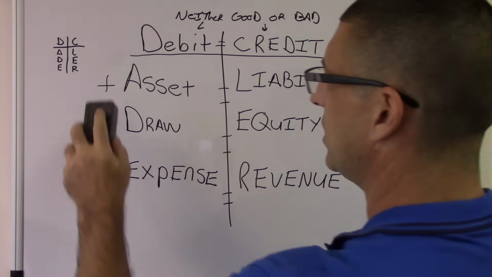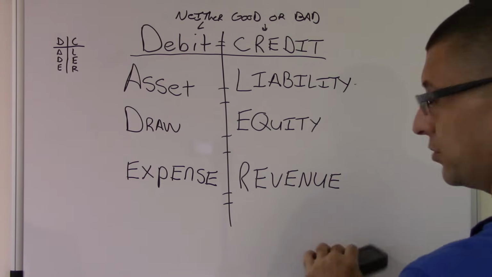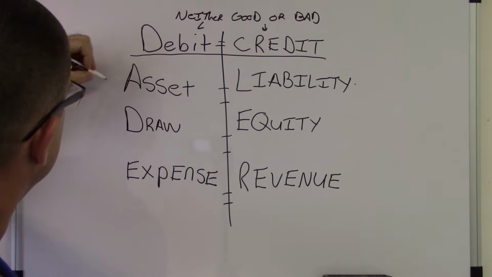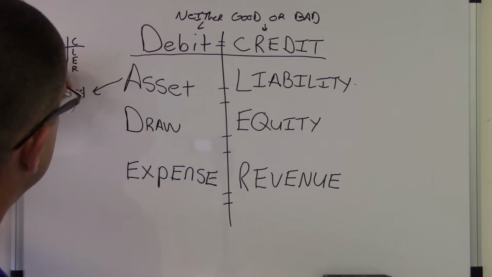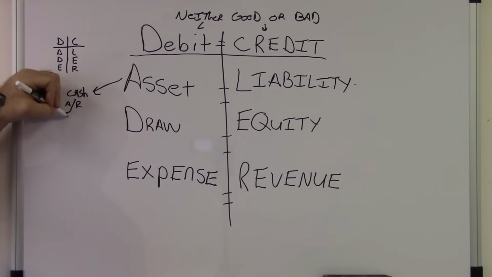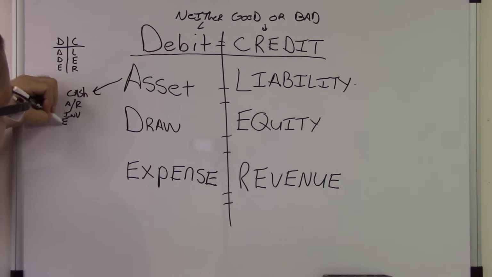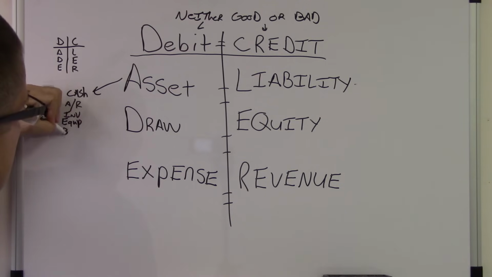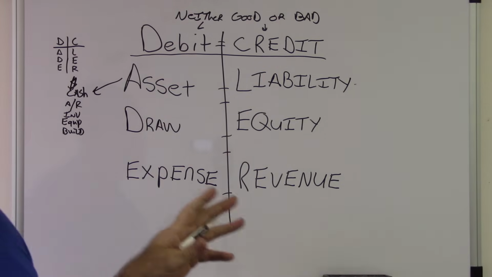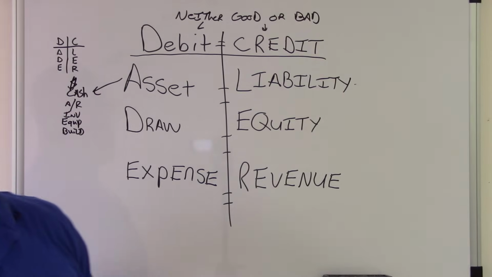Now you might ask, what are these? And I'll just try to keep it simple and brief for now. The most common asset is cash. Okay, but you also have accounts receivable, inventory, equipment, buildings. So that's assets. But let's focus on cash. Cash is the most common, and a lot of entries, especially in the beginning, you want to know what to do with cash, that'll help you. So those are the assets.